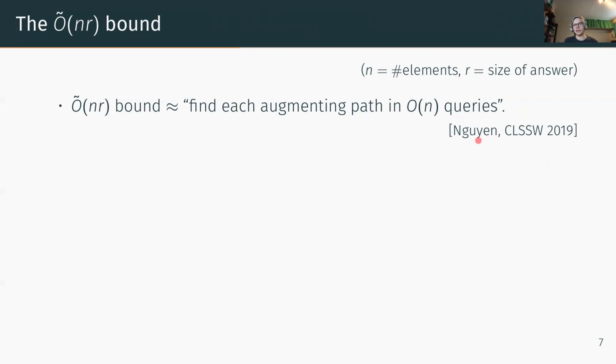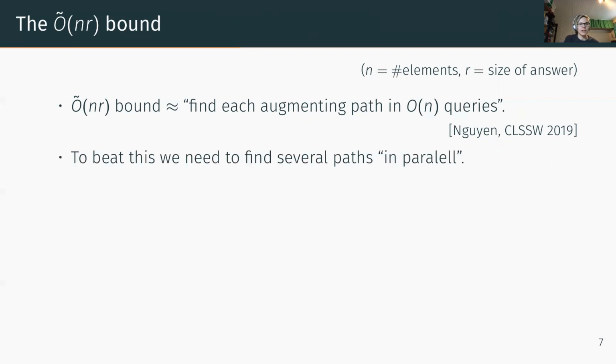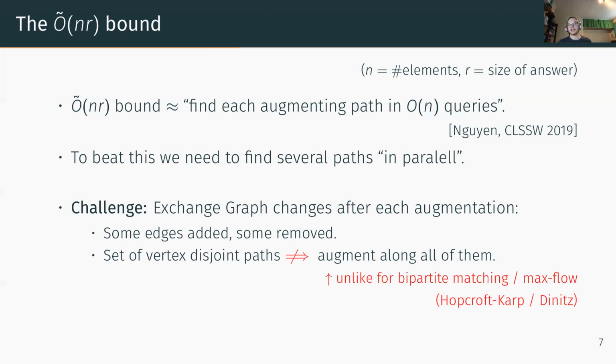One by Nguyen and the other one by Chakrabarti, Lee, Sidford, Singla, Wang. And they work essentially like this. They find augmenting paths in around n queries per augmenting path. If we want to beat this bound, we would need to find several augmenting paths in parallel. But this is a bit challenging because the exchange graph changes after each augmentation in a kind of unpredictable way. Some edges will be added and some will be removed from the graph.